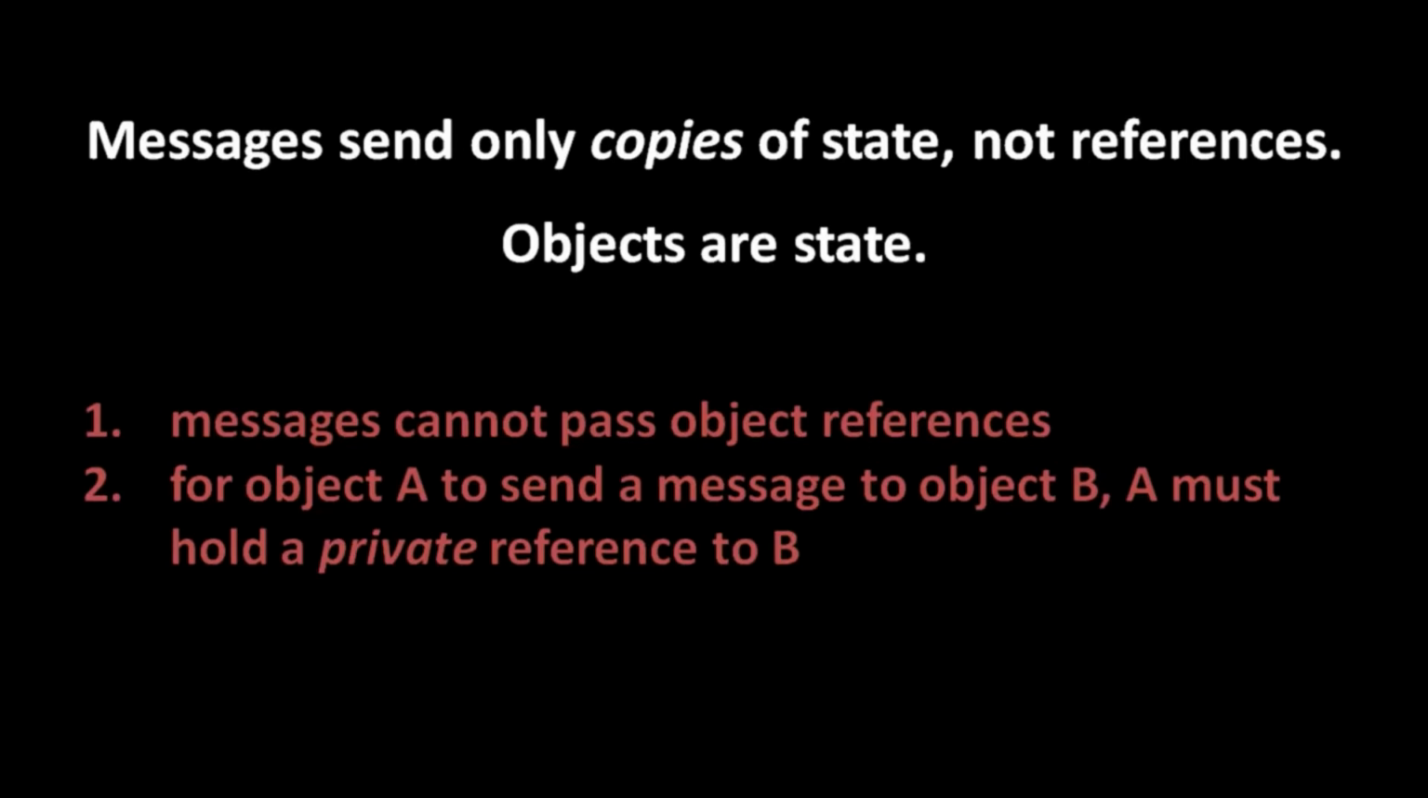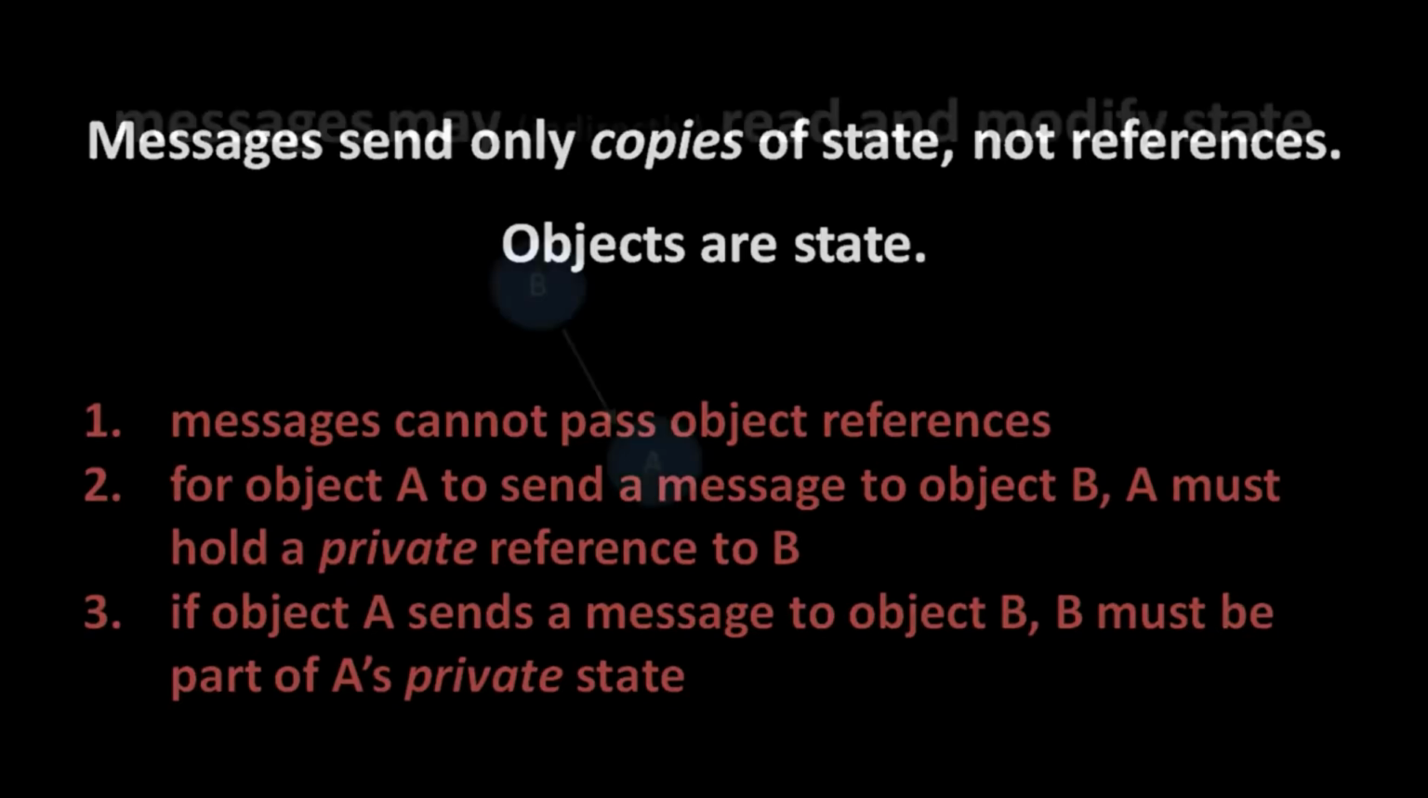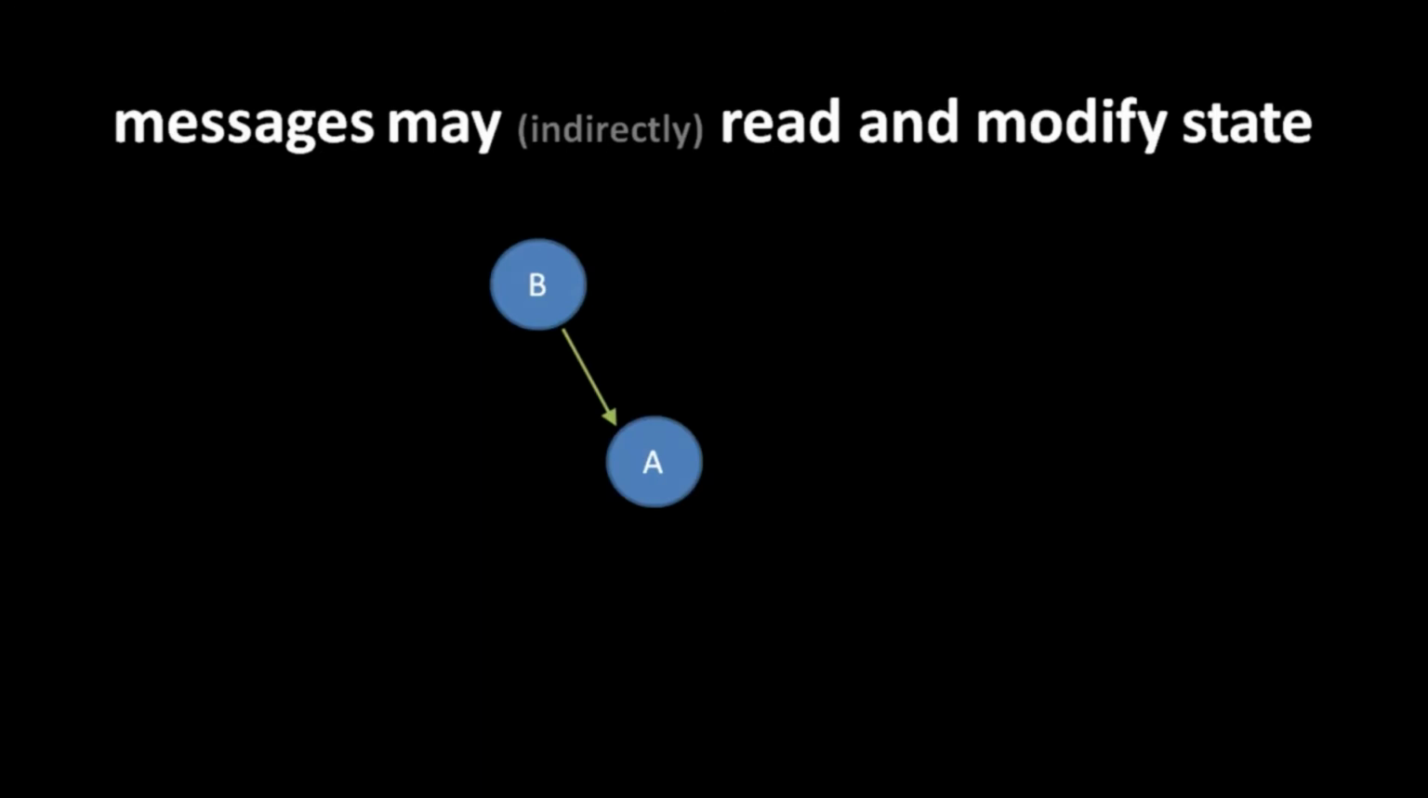And there's an even deeper consequence, which is that if an object is sending messages to another, that other object is part of the first object's private state. And by the principle of encapsulation, an object should be responsible for all the objects which it sends messages to. And this should be obvious if you consider that messages indirectly read and modify state. When B sends a message to A here, it's messing with the state of A. Indirectly, sure, but it's still messing with its state. And so what happens when other objects come along and send messages to that same object, what's happening here? We have shared state.